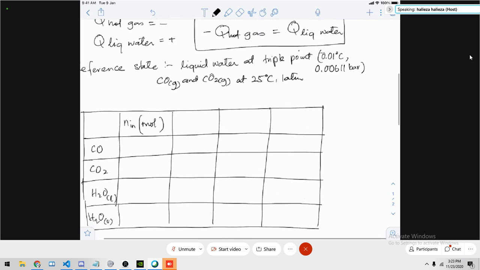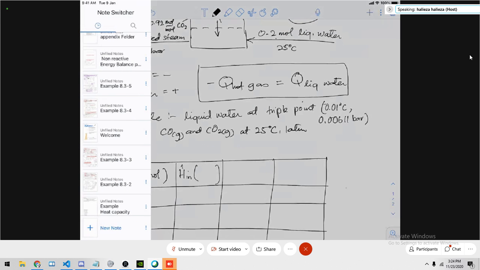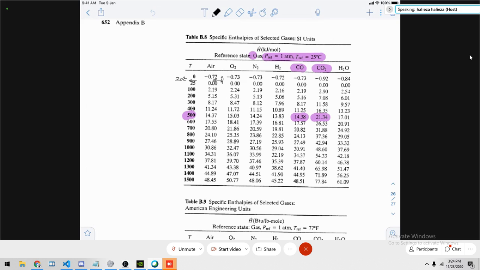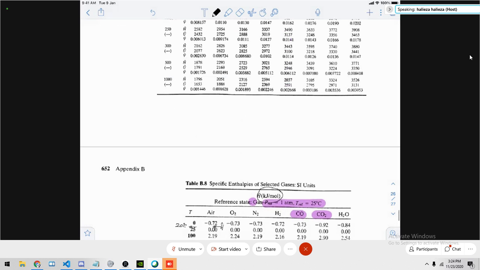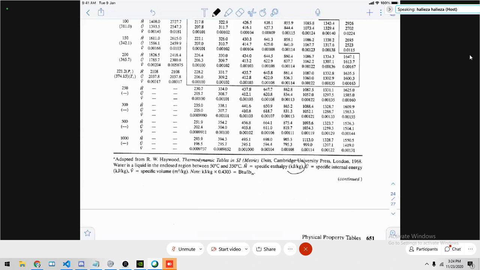So now your enthalpy in, that's another problem. I'm going to write down the unit, because if you use appendix B8, the unit is going to be kilojoules per mole. But if you look at the steam table, this is your steam table, the unit is not going to be kilojoules per mole. It's going to be kilojoules per kilogram. Let me show you guys. Kilojoules per kilogram.